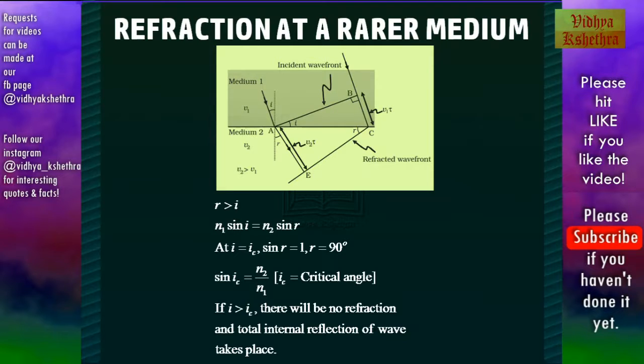In the case of refraction at a rarer medium, there is a special phenomenon which can occur, known as total internal reflection. This occurs when the angle of incidence is greater than the critical angle. Critical angle is the angle at which the refracted angle equals 90 degrees. That is, if I is greater than IC, there will be no refraction and total internal reflection of the wave takes place.